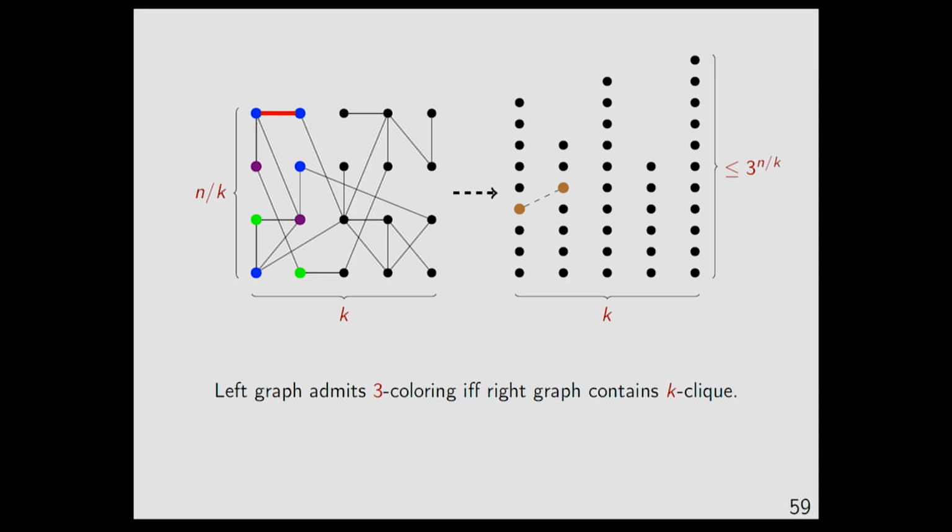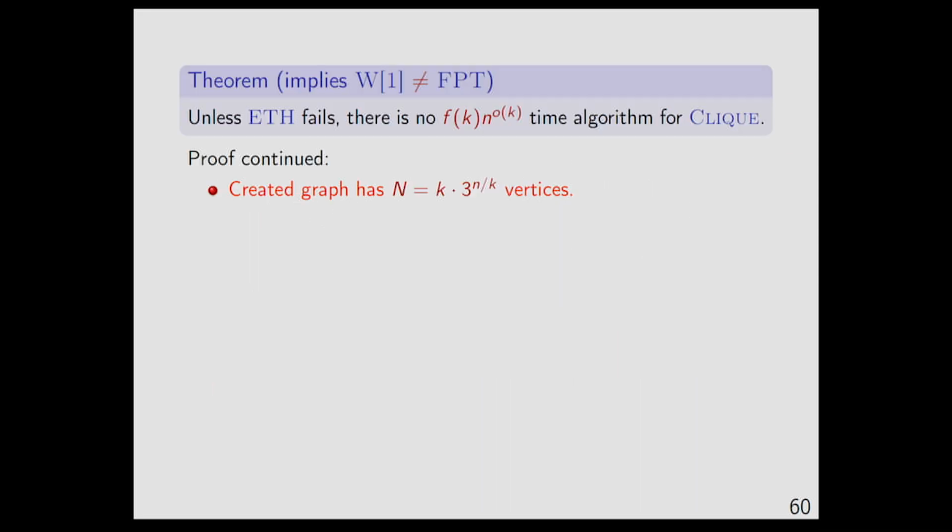Now let's look at the running time. The created graph has how many vertices? Capital N, which is 3 to the power n by k, times k. Let's try k equal to log n. What happens if we set k equal to log n? Then I can show you that you can rule out 2 to the power k times n to the power little o of k algorithms. How? If you set k equal to log n, then 2 to the power k is like n, no problem. What is n to the power little o of k? So n is like 3 to the power n by log n, to the power log n.